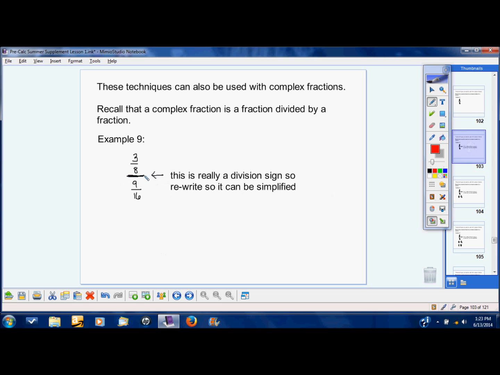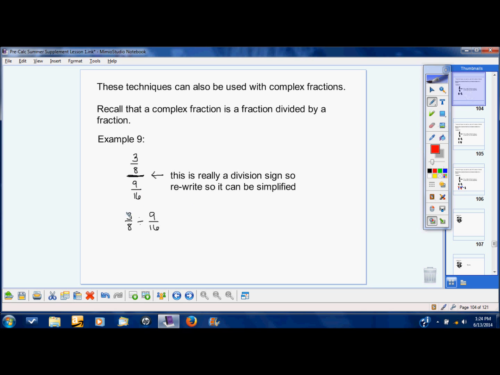You need to remember that any fraction bar can be thought of as a division sign. So we want to rewrite it as a division sign, and it's going to make this problem very much easier. Watch out for these complex fractions. Complex fractions are very easy to make a mistake in unless you do that rewriting step. This is 3/8 divided by 9/16. And then it's easy to handle.